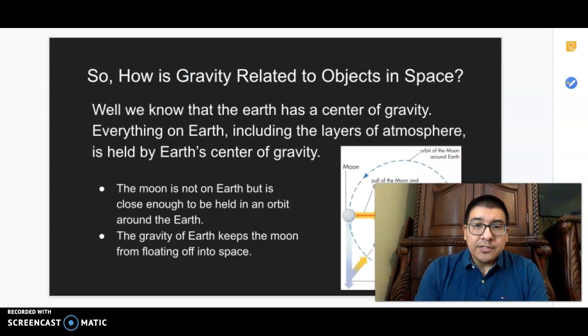So let's start off by answering the question: how is gravity related to the objects in space? Well, we know that the Earth has a center of gravity. Everything on Earth, including the layers of atmosphere, are held by Earth's center of gravity, that's at the center of the Earth. The Moon is not on Earth, but it's close enough to be held in orbit around the Earth. And the gravity of Earth keeps the Moon from floating off into space.